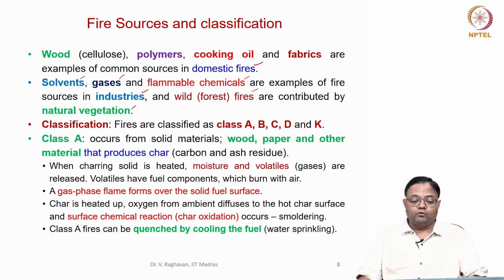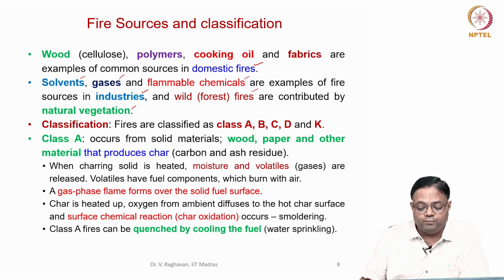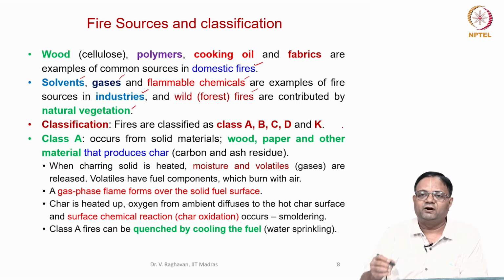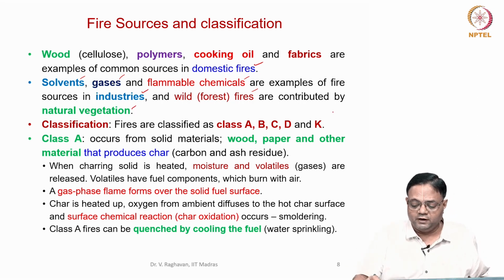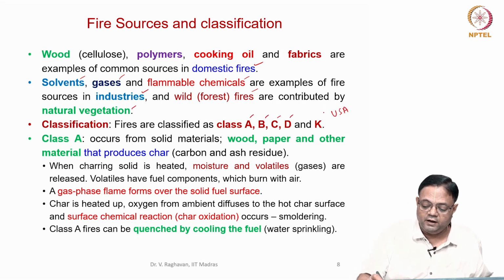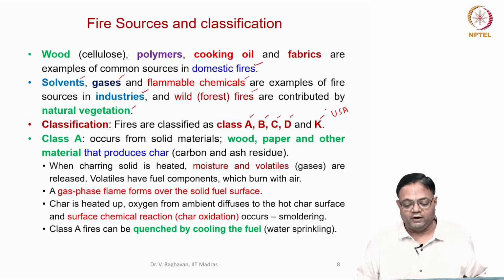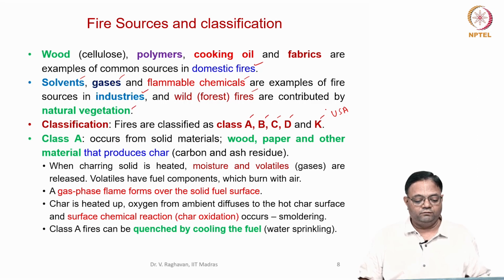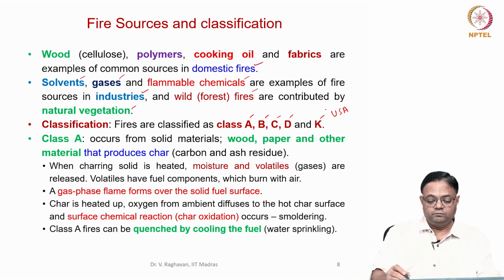So now let us come to classification. There are several types of classification possible, but this is basically done in USA. Classification is A, B, C, D, and K. These are the 5 types of fire sources we can have. First one is class A, which involves wood, paper, other materials, cellulose materials basically.